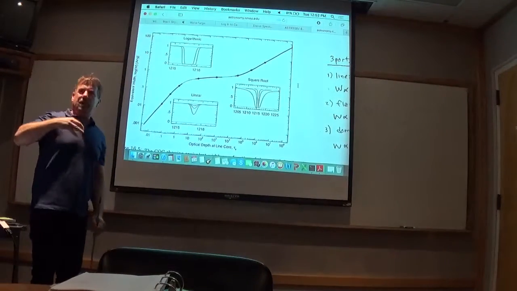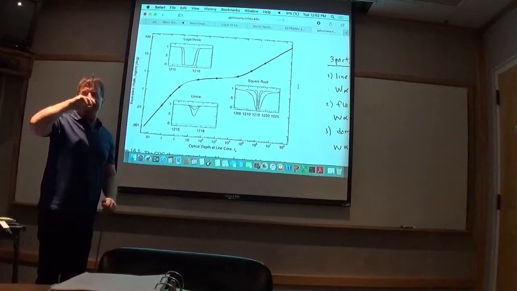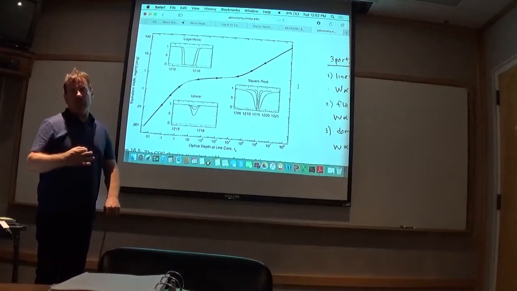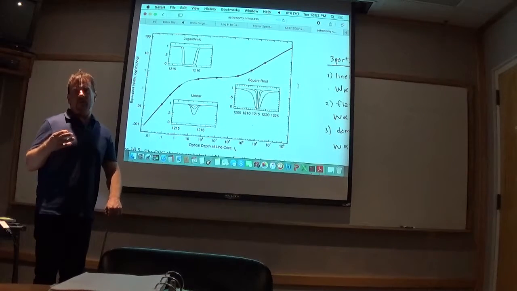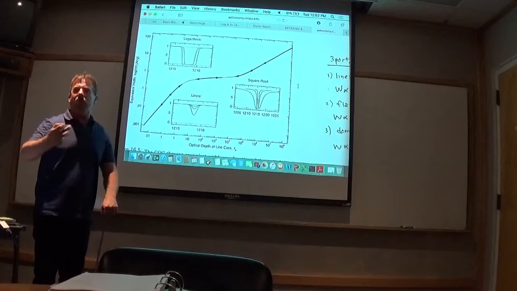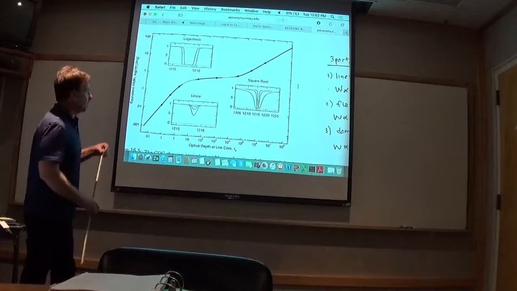This is probably one of the key things to understand about absorption lines and gas physics, and we'll talk about it multiple times throughout the course. If I didn't say it in a way that completely makes sense to you right now, hopefully we'll say it a lot of different ways and it will come up.